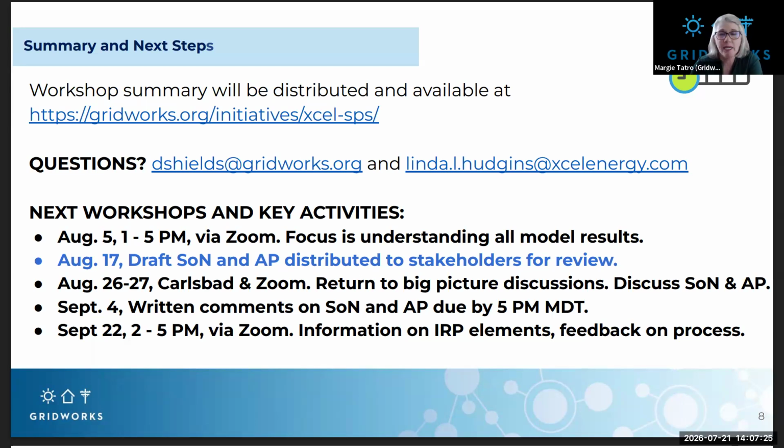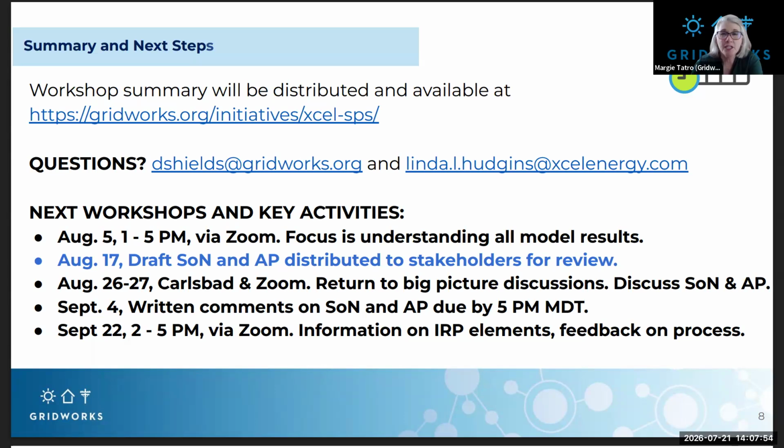So we want to give you a heads up on your calendar between the 17th and 26th to please take some time to look at those draft documents. They're key parts of the IRP, but they're not the full IRP report, but they are critical elements that stakeholders are asked to comment upon. So please be alert to that. We hope to see as many as can travel in Carlsbad late August.